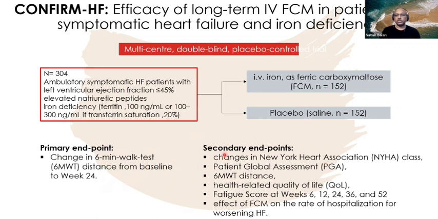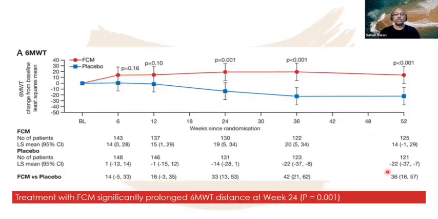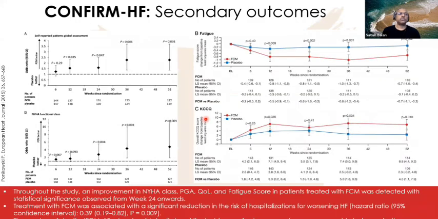There are a lot of secondary endpoints, and you can see that 152 were given FCM and 162 were given placebo, just saline. At week 24, there was a significant increase in 6-minute walk test when FCM was given. And not only that, if you look at secondary outcomes, the global assessment scale was better with FCM. The NYHA functional class was also better. If you look at the fatigue score, there's much less fatigue with the red line, and that's the FCM curve.